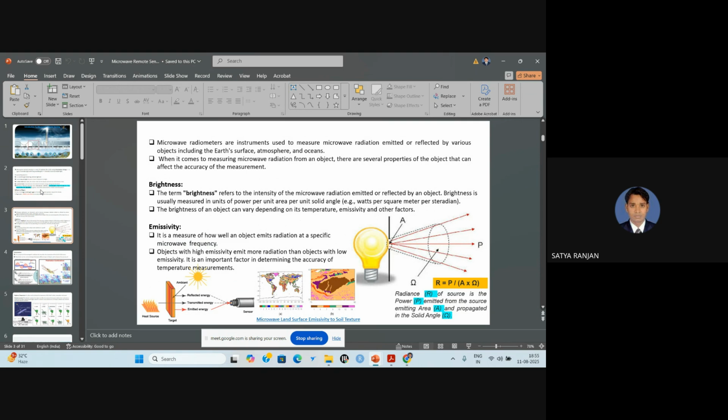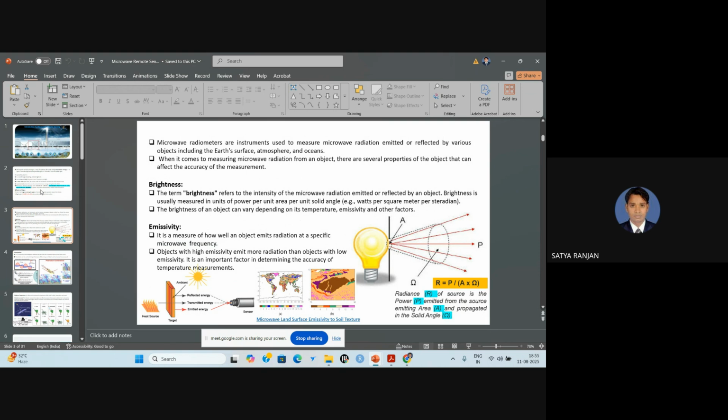So microwave radiometers are one of the instruments used to measure microwave radiation emitted or reflected by various objects in the Earth's surface, atmosphere, or ocean. So this radiometer gives different information about the Earth's surface. There are several properties of the microwave radiation, like brightness, emissivity, and other characteristics.